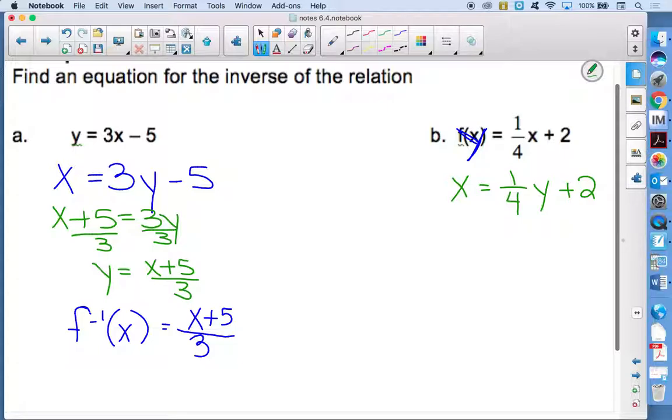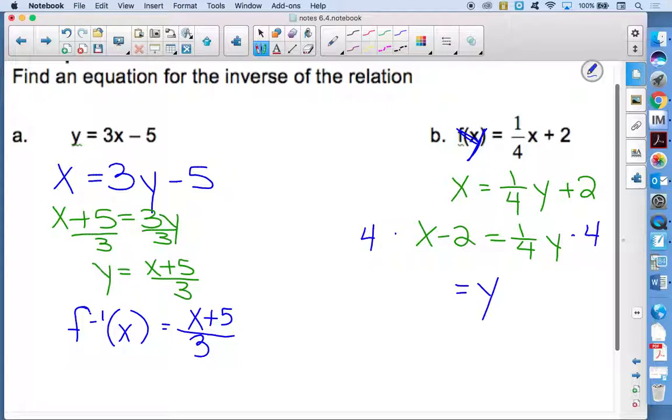So we would get y by itself. Right, so subtract x. Instead of subtracting x, keep the x and the y where they are. So subtract 2. Let's take the 2 to the other side first. Subtract 2, and then multiply by 4. You're going to take the 2 to the other side first, and then multiply by 4. So if I'm multiplying by 1/4, you multiply by its reciprocal, then it'll get rid of the 1/4.